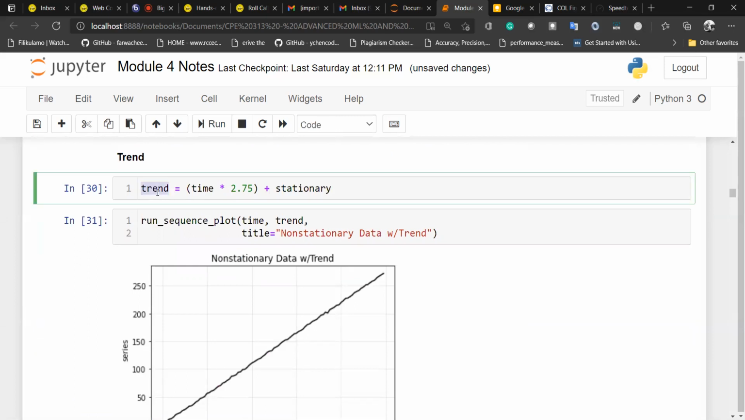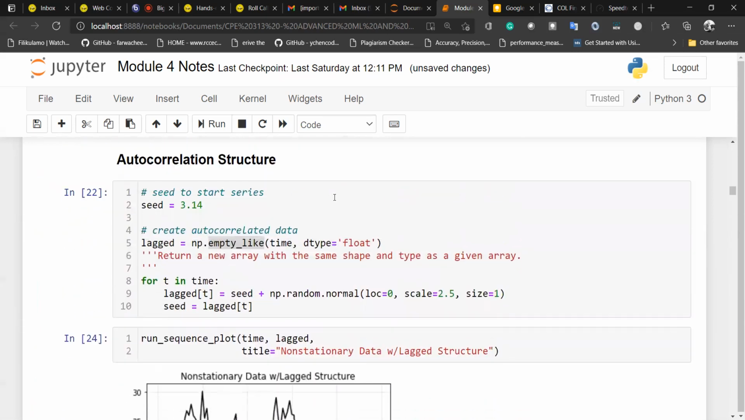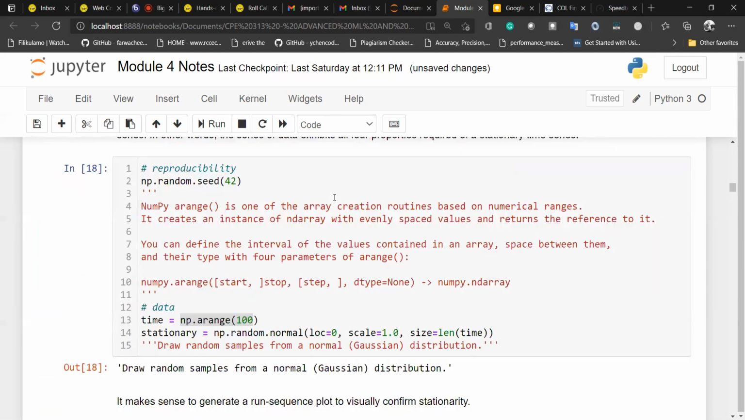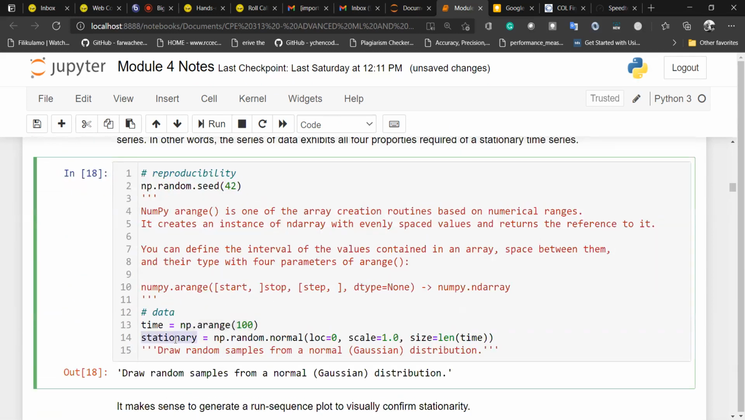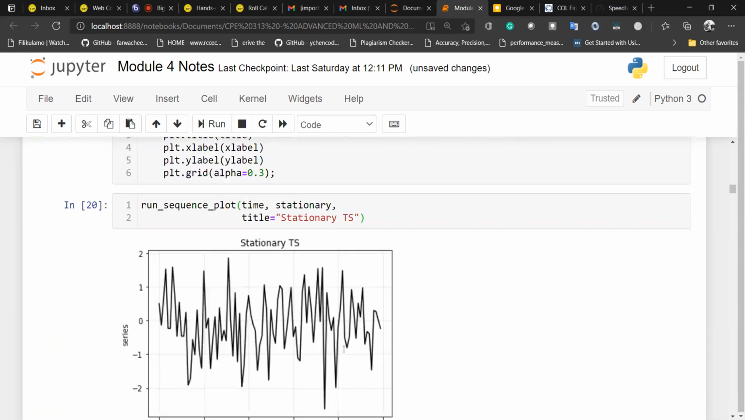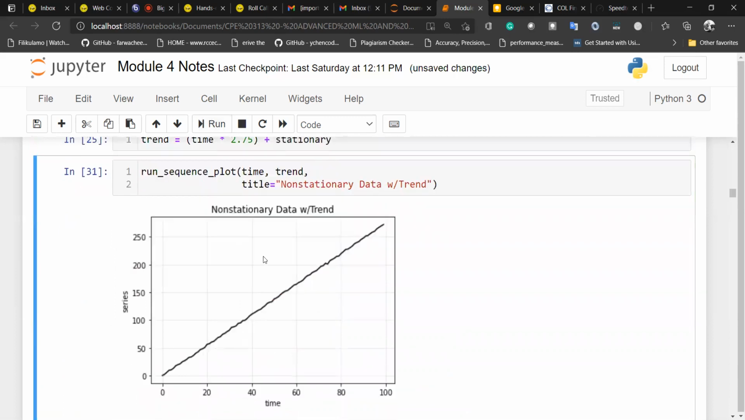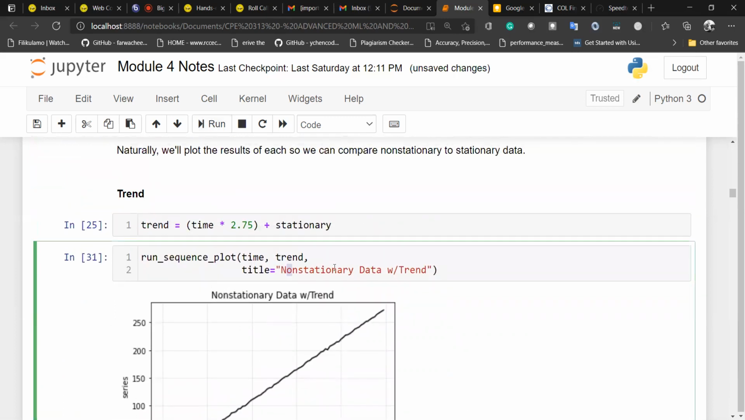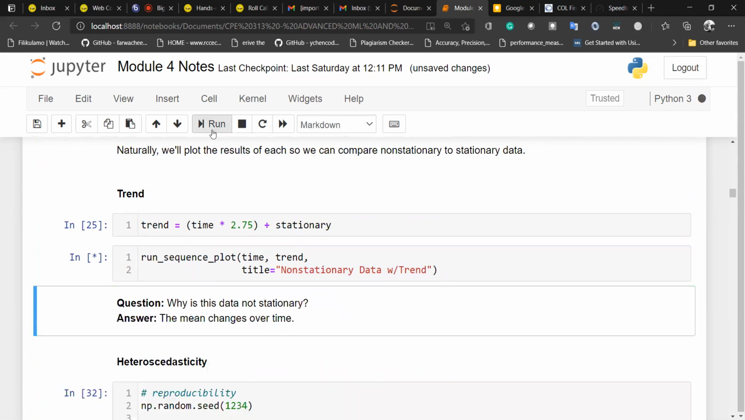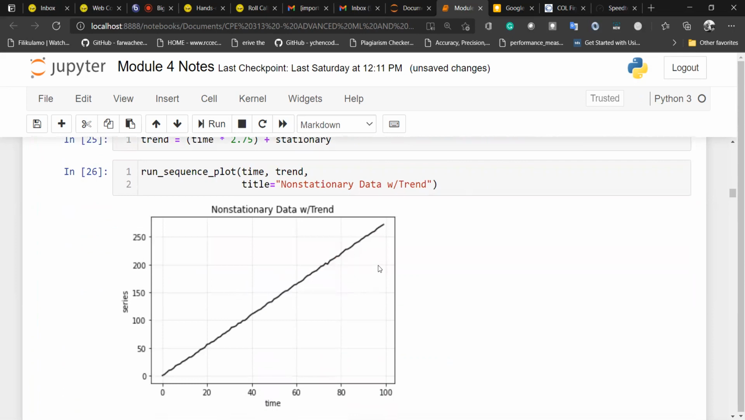So we create first a trend. Basically, that is the time that we created earlier multiplied by 2.75. Then we add the stationary component to it. So what is our stationary value here? These are the random samples that are distributed using a normal Gaussian distribution. So let's go back. Let's run this. And then we try to plot the non-stationary data with trend. Okay, so this is how our image or graph looks. So non-stationary data with trend.